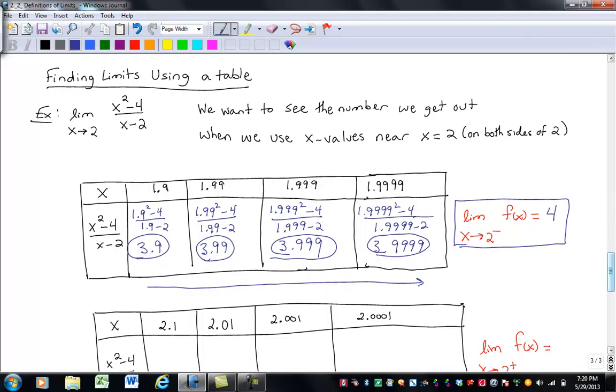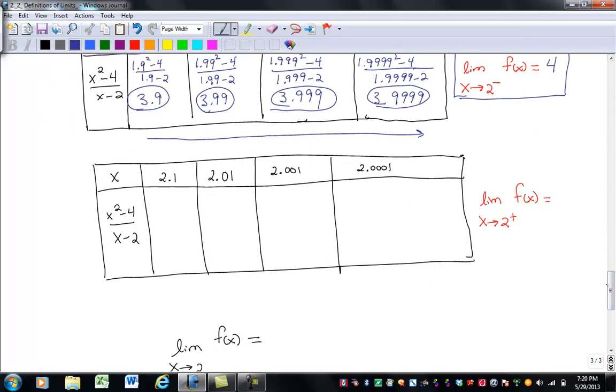Well, I'm going to do the same thing on the right-hand side of 2. I'm going to plug in numbers that are larger than 2, so it'll be on the right. But notice I'm getting closer and closer to the number 2 as I move along. 2.1, then 2.01 is a little bit closer to 2, because 2 is bigger than 1, so I have to get closer this way.